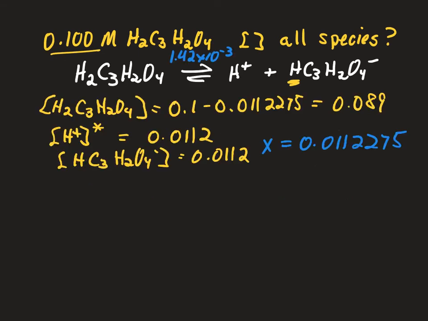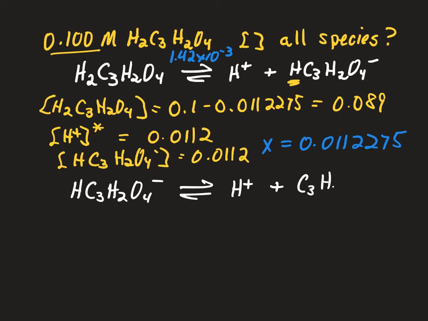Okay, so now we've got that information. Now let's consider our second dissociation. Our monohydrogen malonate ion in equilibrium with hydrogen ions and the malonate ion. Again, everything is aqueous here. And we know that our Ka for our second dissociation is 2.01 times 10 to the minus 6.